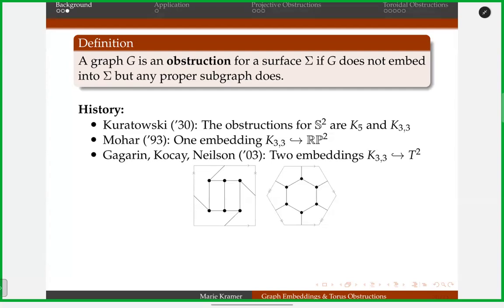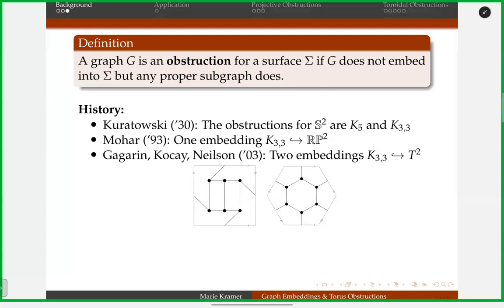And here, these two embeddings in particular are non-equivalent. One nice way to distinguish if embeddings are equivalent is to look at the boundaries of our facial cycles. So how long are they? Because under any homeomorphism of our surface, it needs to map boundary cycles to boundary cycles of our embedding. For example, here we see we have these 4 cycles that bound a face.